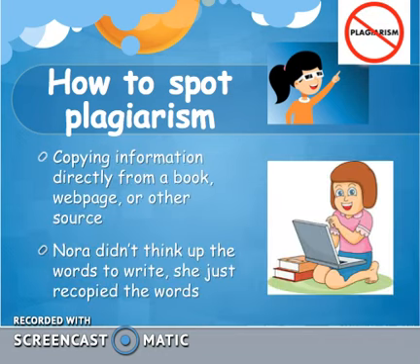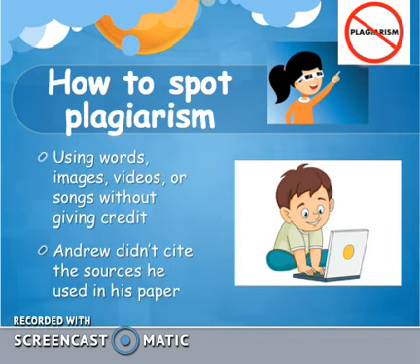When Nora found the book report online and copied it into her own handwriting, she was not using her own ideas to write about the book. She was using someone else's. Even though she wrote the words down by herself, she did not come up with the words on her own. That is a form of plagiarism.